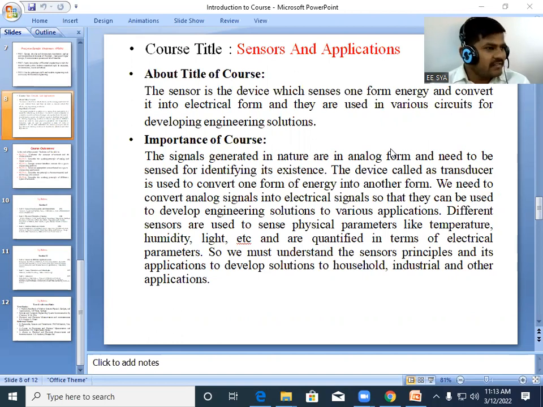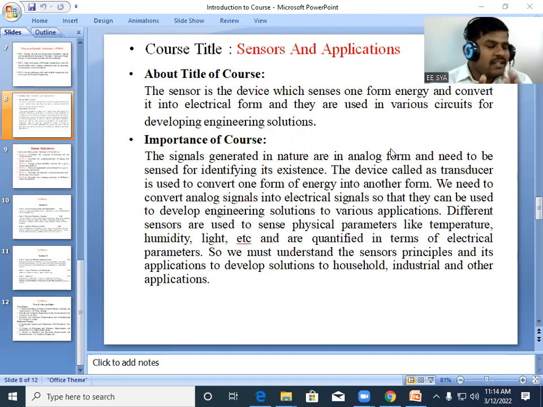Sensors are used in various circuits for developing an engineering solution, or for developing a solution for any complex problem, right? Then the importance of the course. Do you know that any signal generated from nature is in analog form? In this course we are taking the input of the sensor, so we can call it a stimulus. Stimulus is nothing but the input of the sensor.